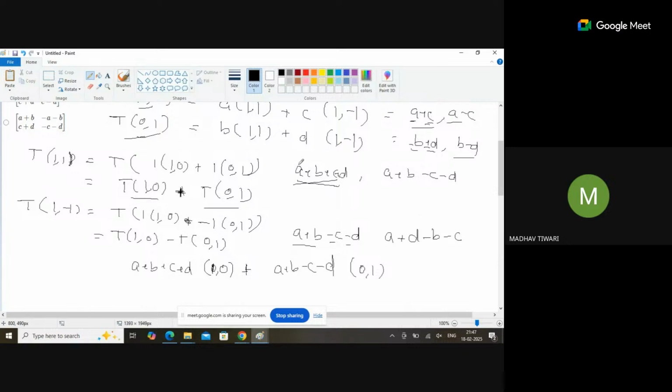Okay, sir. These two components I have to add. So I added this and I have added this. Okay, sir.